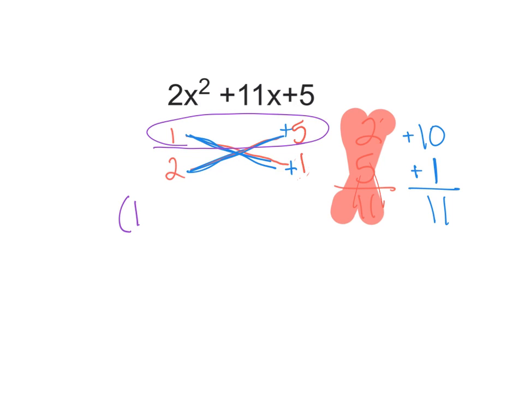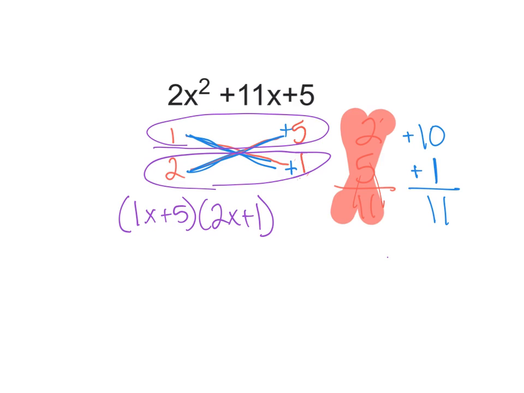And I'm going to put in my x here. Because I have to include my x, but I don't want to worry about my x until it's actually time to write my answer. So the top 2 numbers make your first parentheses. The bottom 2 numbers make your second parentheses. 2x plus 1.